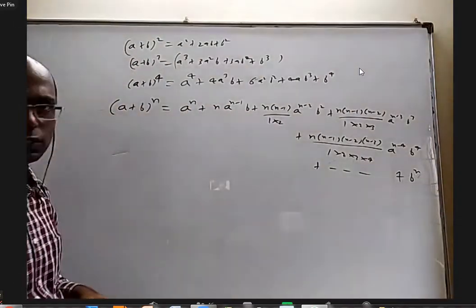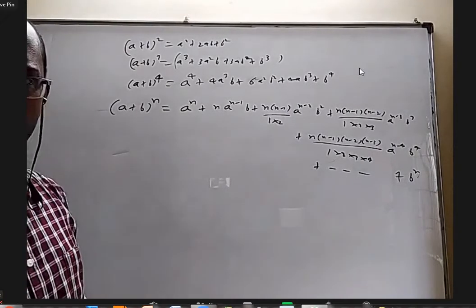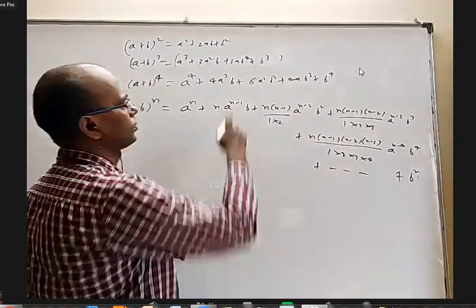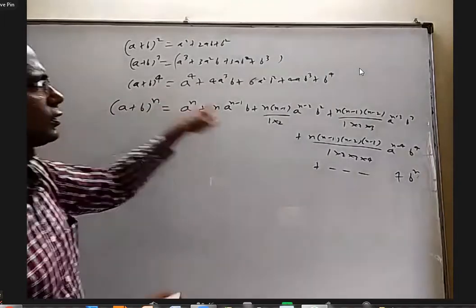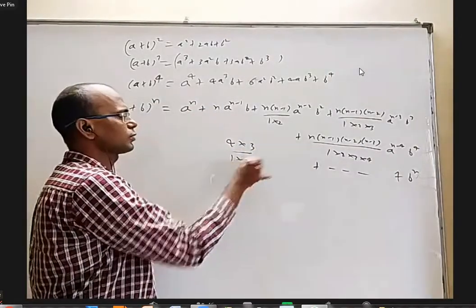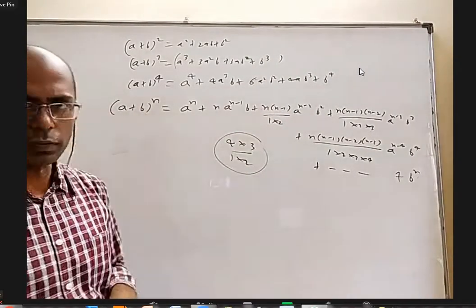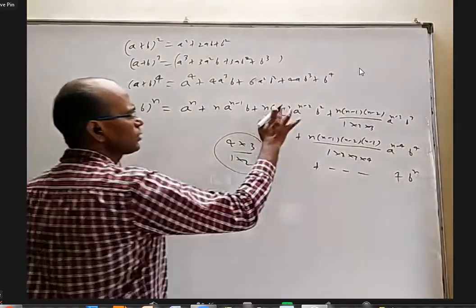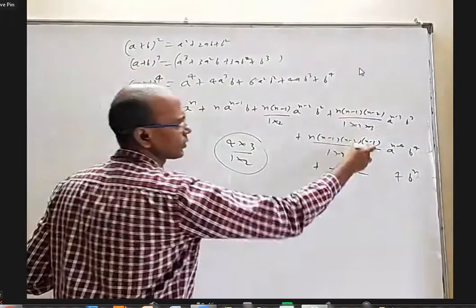Sir, in the general formula, you gave 1 into 2 in the denominator, no? In (a plus b) to the power of 4, the third term 6, how did it become, sir? Oh, okay. Take n equal to 4. 4 into 3 by 1 into 2. How much is that? 4 into (4 minus 1) by 1 into 2 is 6 only, no? Yes, sir, I did not see the n minus 1. Okay. Here it is n into n minus 1. Here n into n minus 1 into n minus 2. Here n into n minus 1 into n minus 2 into n minus 3, and so on.